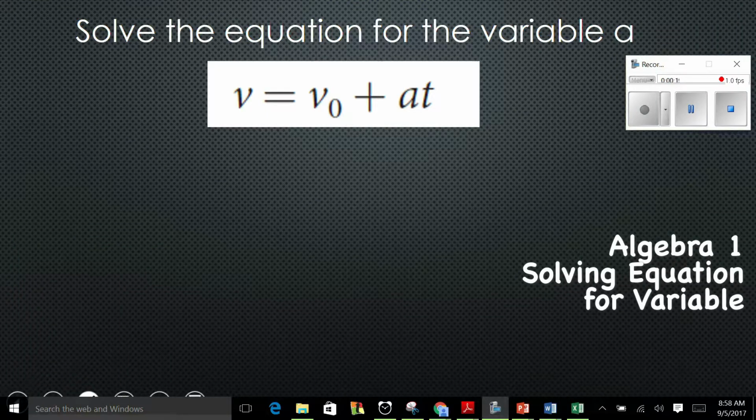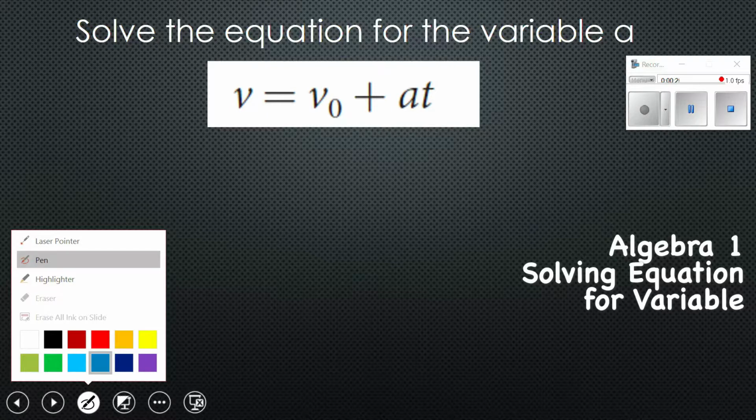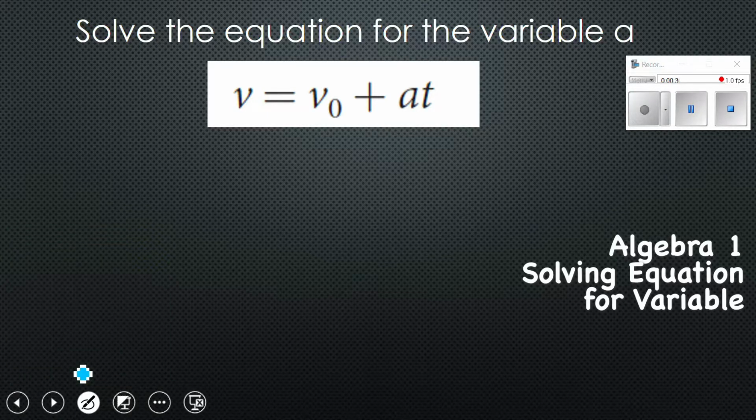My instructions are hidden there. Okay, solve for the variable a. All right, so here we go. We're going to just start moving things around. Let's see how this goes. So we want to get down to a right there. So how do we get there?